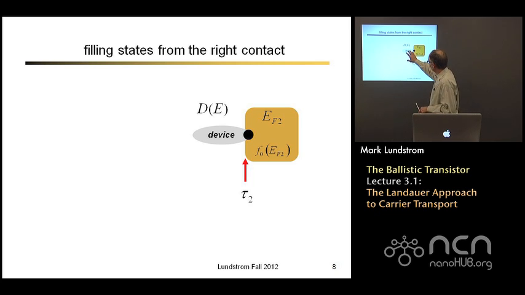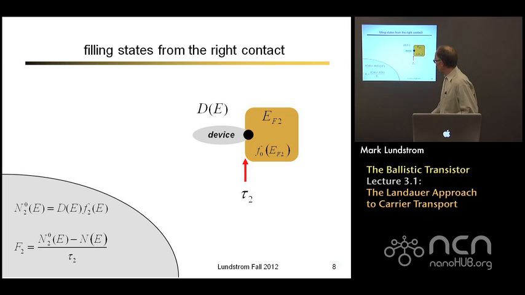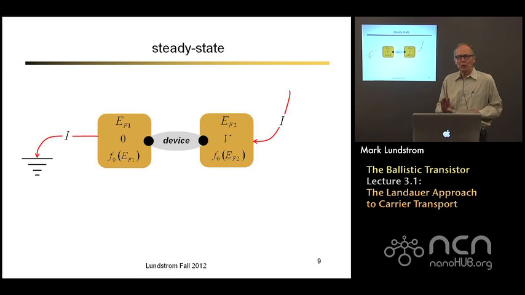Okay, we could do exactly the same thing with contact 2. Contact 2 wants to fill up the device according to its Fermi level, and after an initial transient, it'll do that, and we can write this simple equation for the flow F2 of electrons either into or out of the device to try to establish those equilibrium conditions. All right, we're going to be interested in steady state conditions because these transients are very fast.